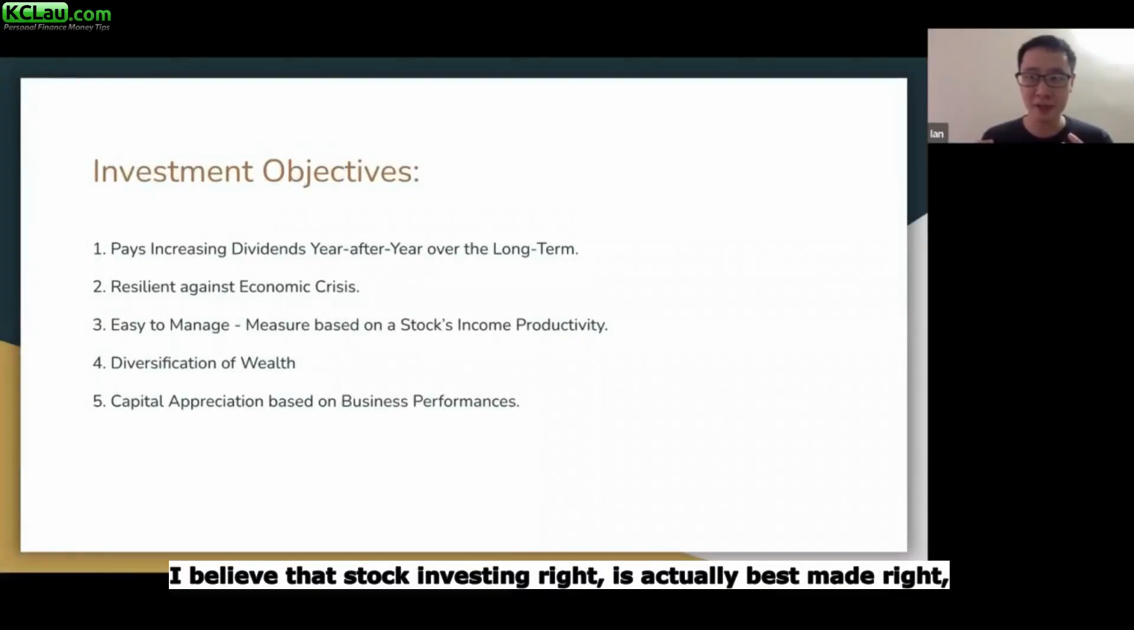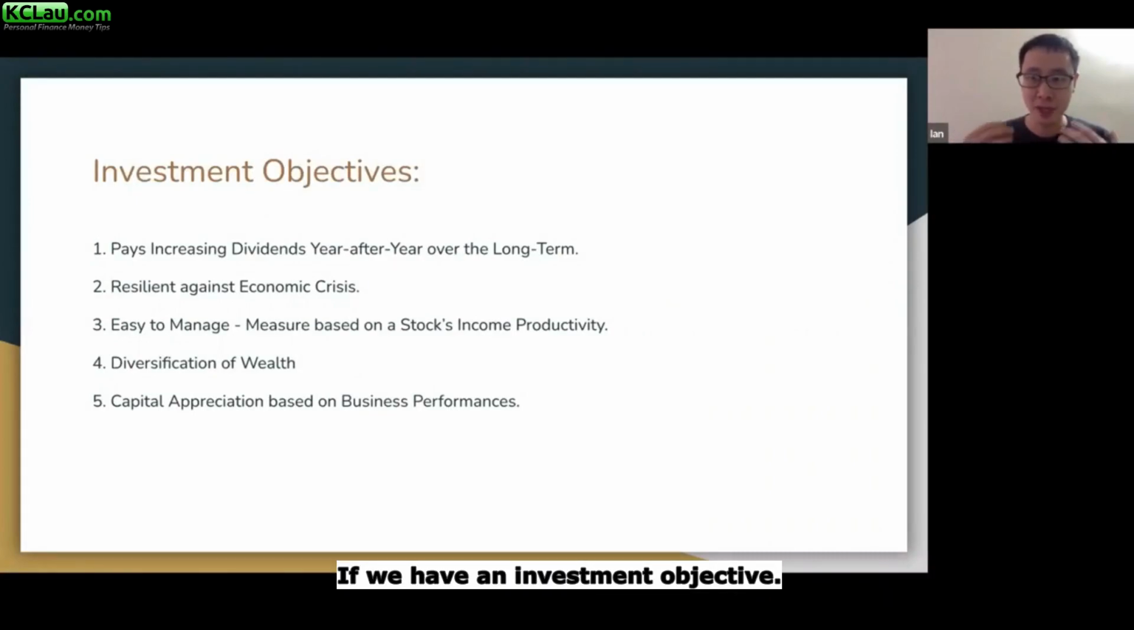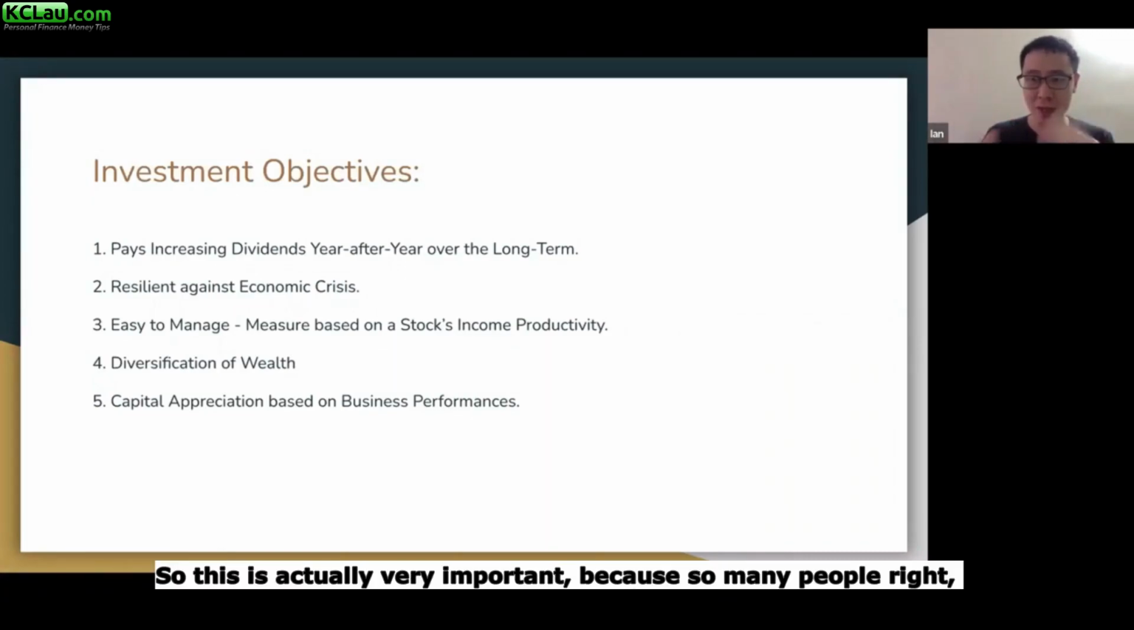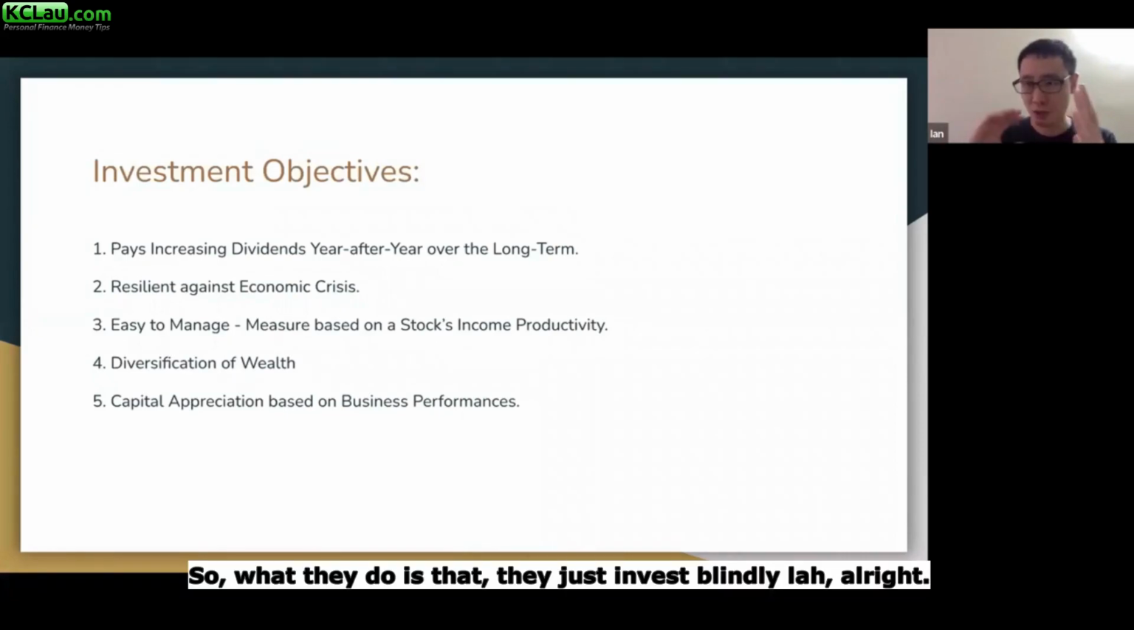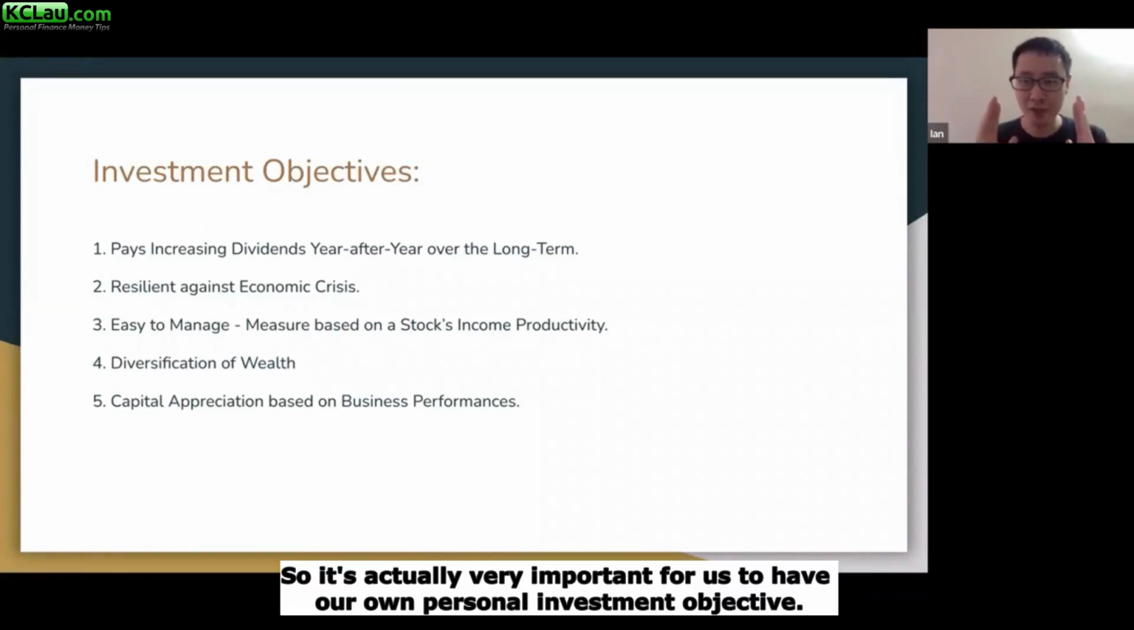I believe that stock investing is best made if we have an investment objective, a vision, a goal. This is very important because so many people, when they start to invest in the stock market, may not have an aim or goal or vision. So they just invest blindly. So it's very important for us to have our own personal investment objective.